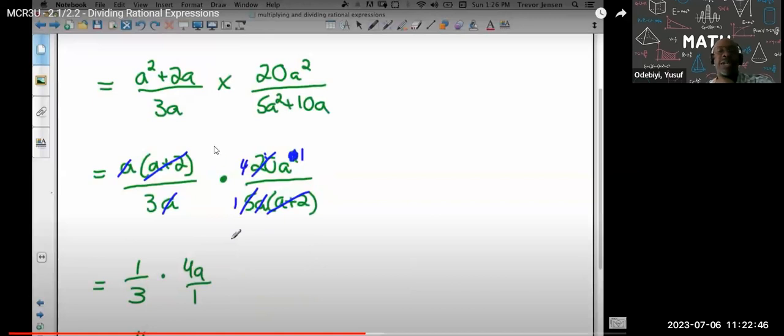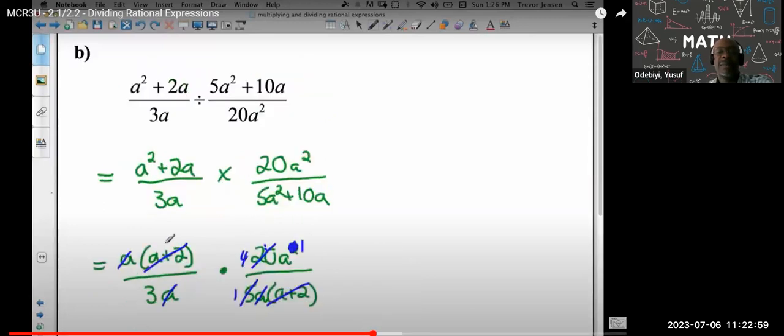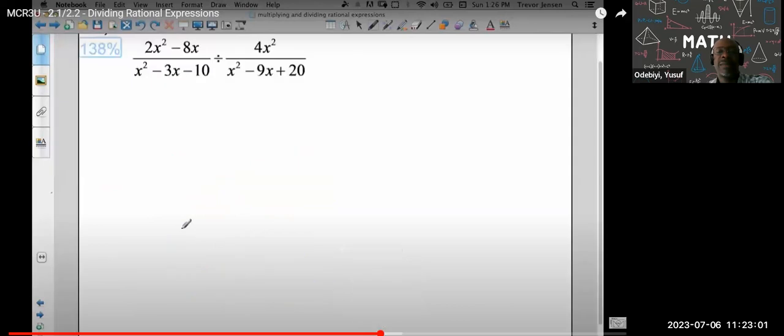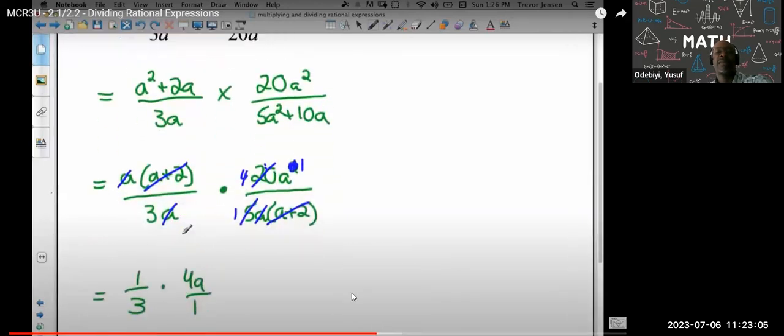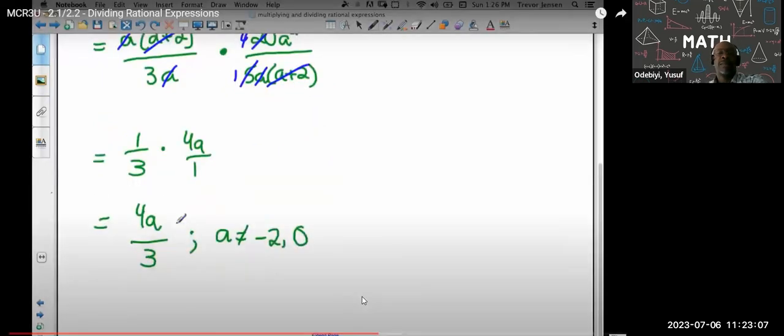So then the restrictions are a cannot equal 0. And yeah, that's it. And then a cannot equal -2, because you have this one over here. All right, and we'll do one more example.